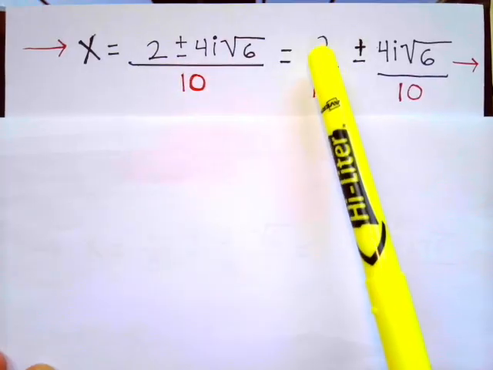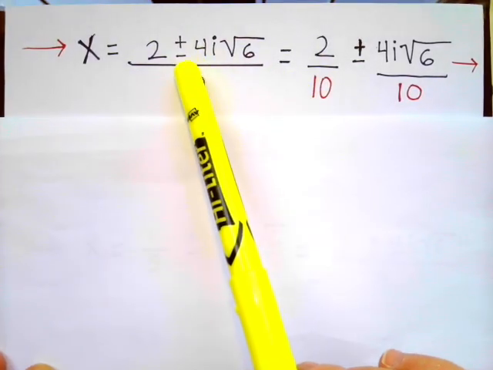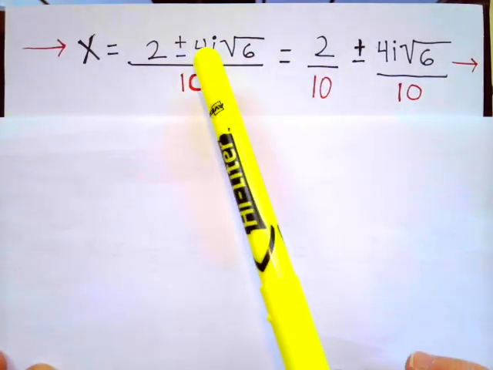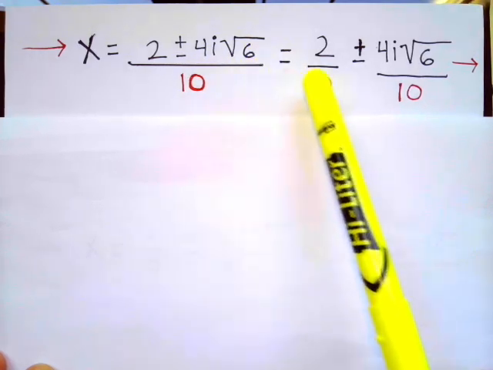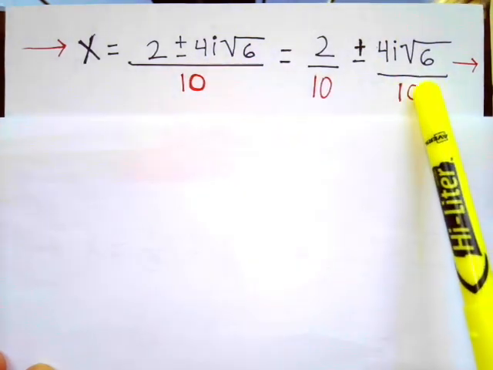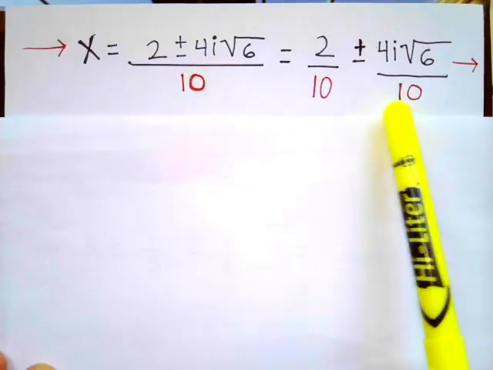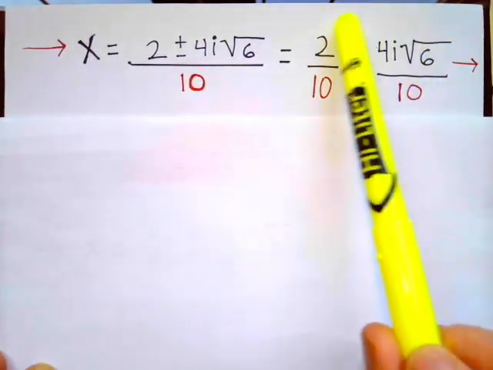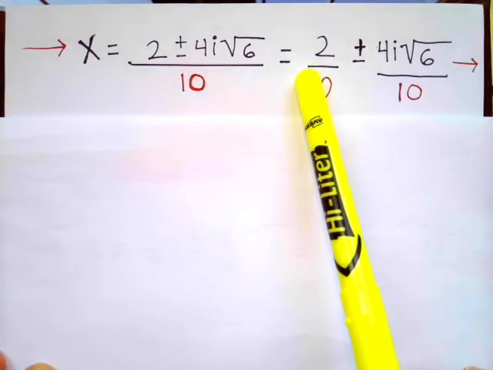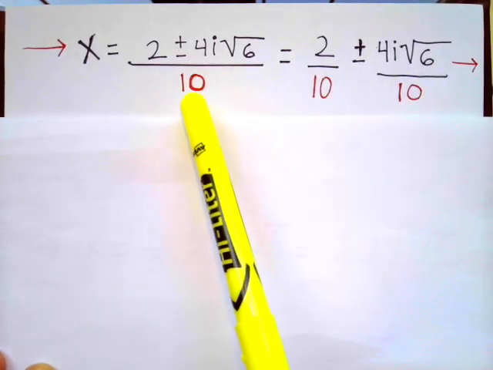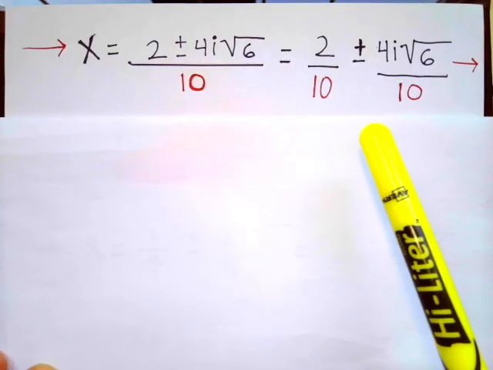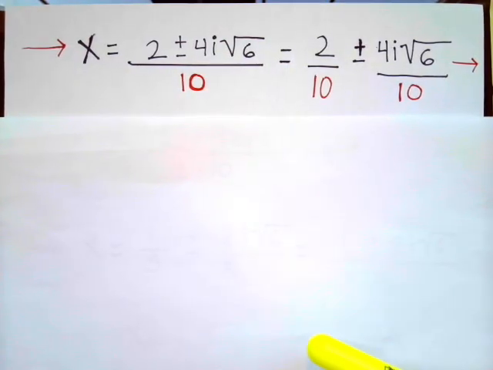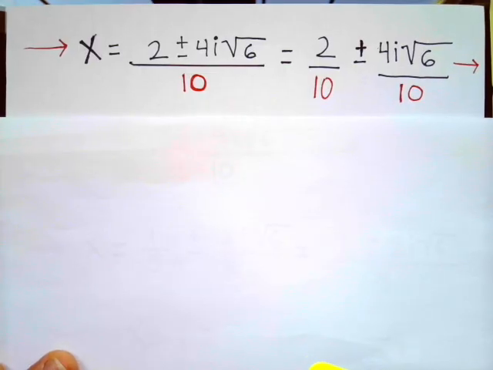2 over 10, 2 over 10. Plus and minus, plus and minus. 4i squared is 6 over 10. 4 times i times the square root of 6 over 10. These are exactly the same thing. The only way to combine these two denominators is you just put a solid line and 10. That's important. If you didn't know that, you couldn't have eliminated those two options in video part 1.